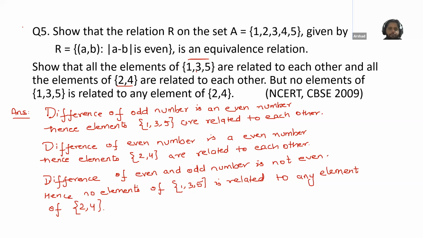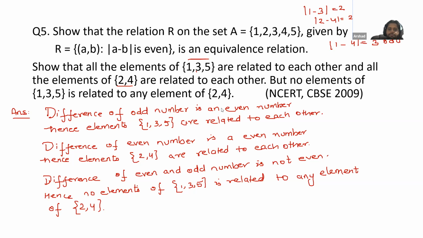Okay, but please check here. If you subtract any two odd numbers, for example 1 minus 3, you will get an even number. If you subtract two even numbers, you will get an even number. But if you subtract one odd and one even number, then the result is odd. This is not even. The same thing.